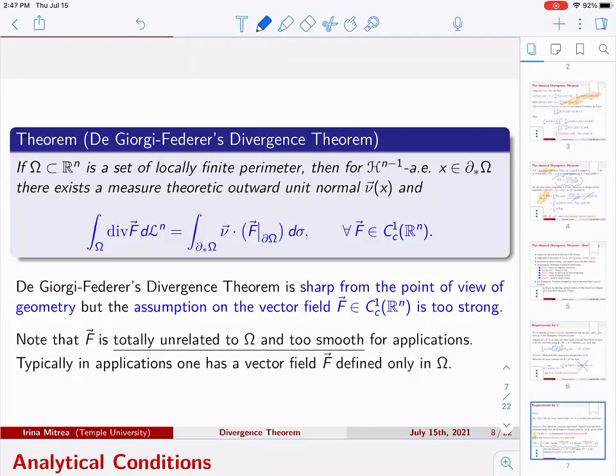The De Giorgi-Federer divergence theorem is sharp from the point of view of the geometry, but the assumption of the vector field F being of class C1 compactly supported in Rn is too strong, especially from the point of view of partial differential equations. Many times we need to integrate vector fields on which such strong smoothness assumptions are lacking.